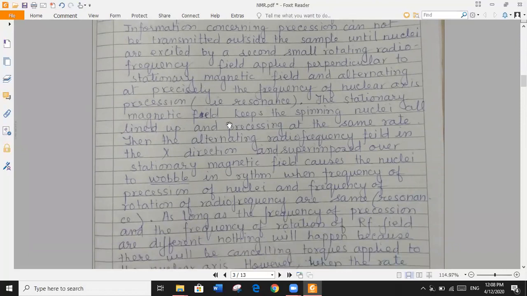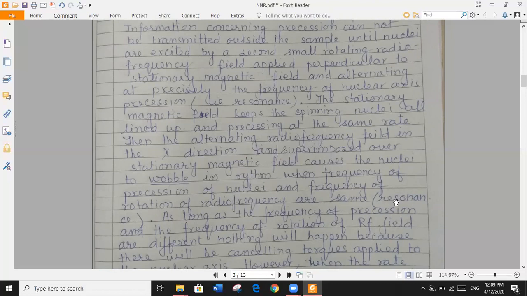The stationary magnetic field keeps the spinning nuclei all lined up. जितने भी एटम होते हैं सब एक डायरेक्शन में लाइंड अप होते हैं और एक तरह से प्रिसेशन करते रहते हैं. उसी समय फिर रेडियो फ्रीक्वेंसी एक्स डायरेक्शन से उस पर डाली जाती है over the stationary magnetic field. This causes the nuclei to wobble in rhythm when the frequency of precession of nuclei and the frequency of rotation of radio frequency are the same.